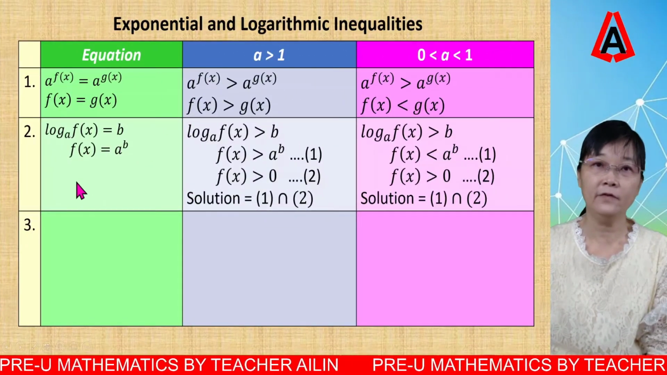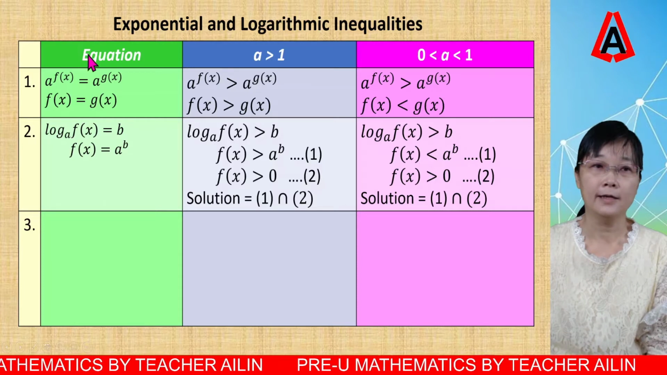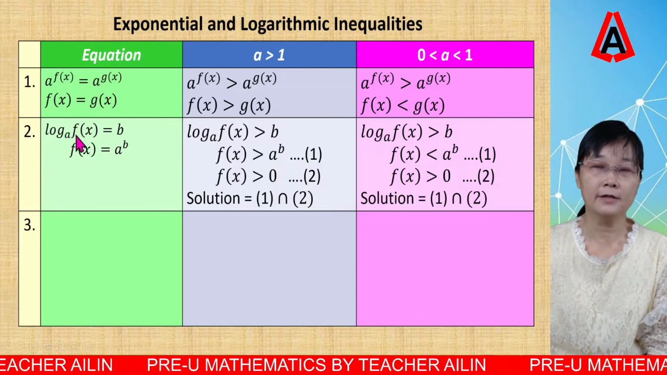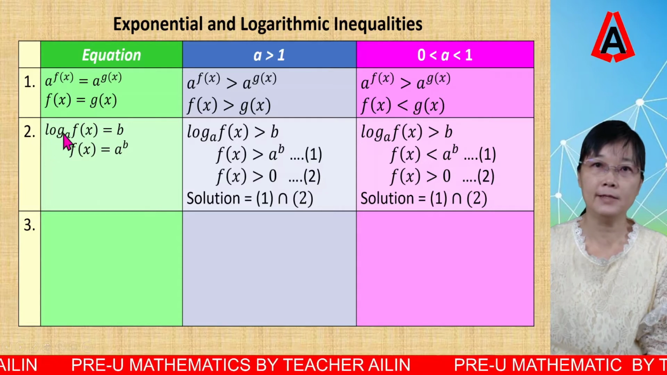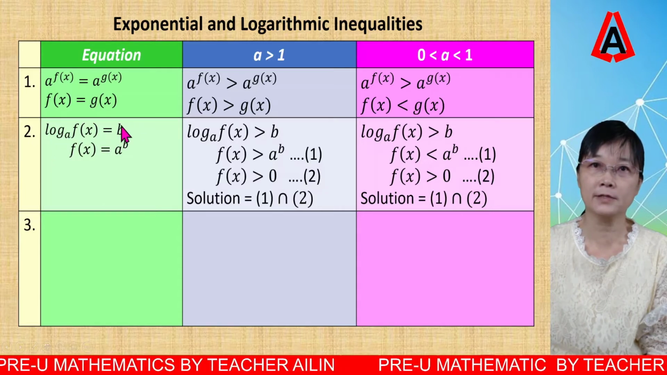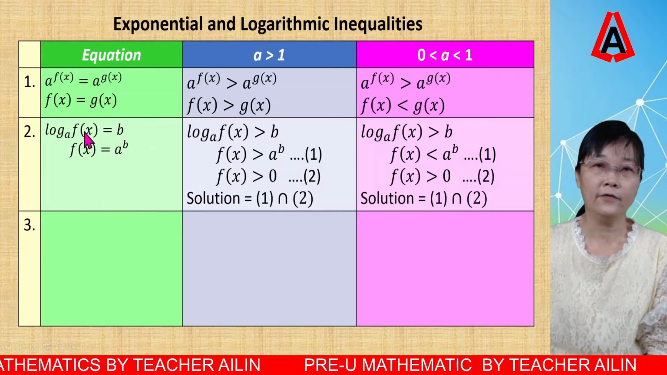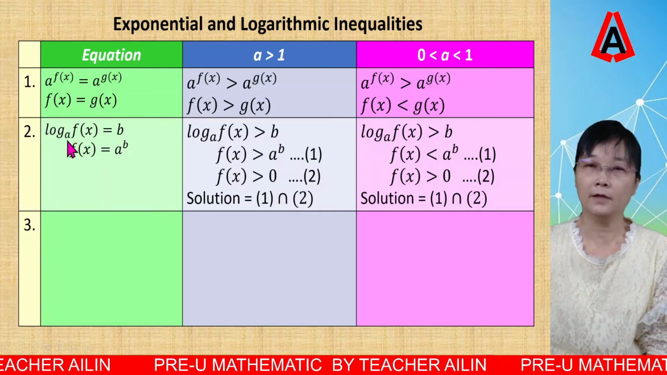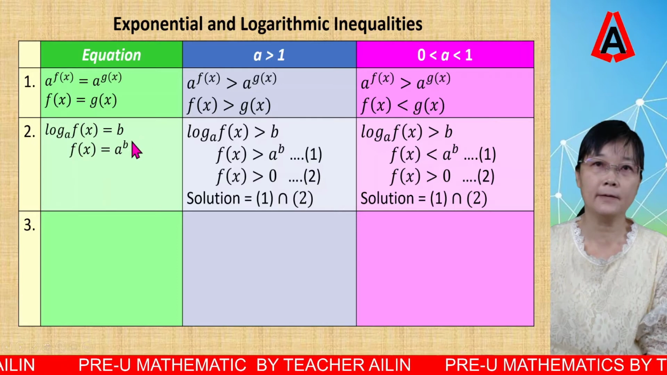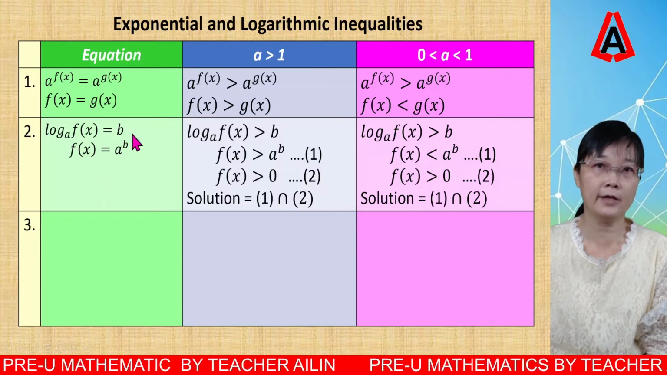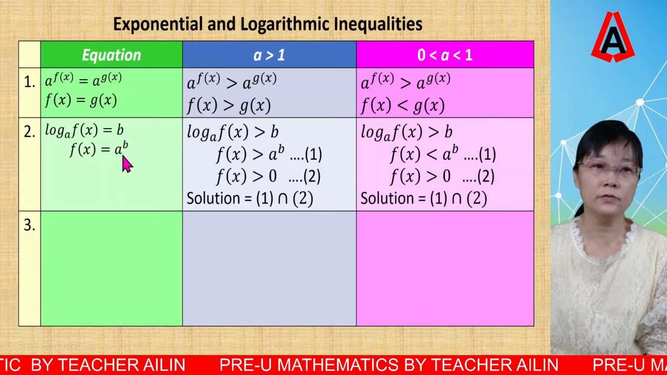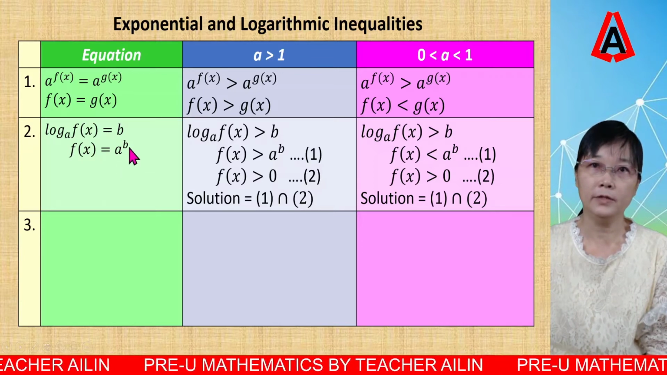Now we move on to logarithm. I start from the equation. For the equation logarithm f of x with base a equal to constant b, to find f of x, I shift the base of the logarithm to the right hand side, where it becomes the base of the exponent. So f of x is equal to a power b.